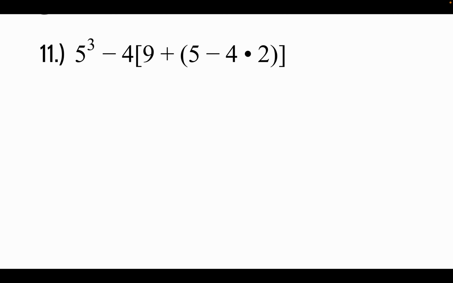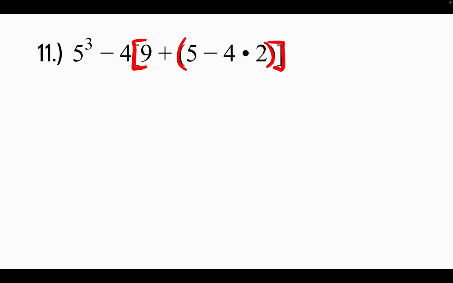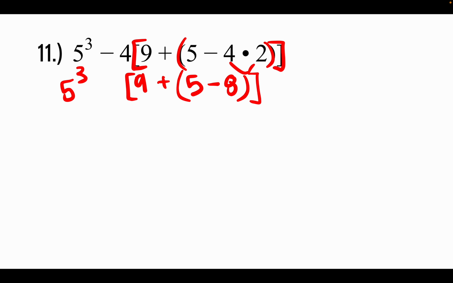Okay. Number 11. So we have some grouping symbols. So we have brackets, and then we have parentheses. So always start with the innermost grouping. Inside our innermost grouping, we have 4 times 2. So we have 5 minus 8. I'm just bringing everything else down. Now, do again our most inner grouping. 5 minus 8, that's negative 3.